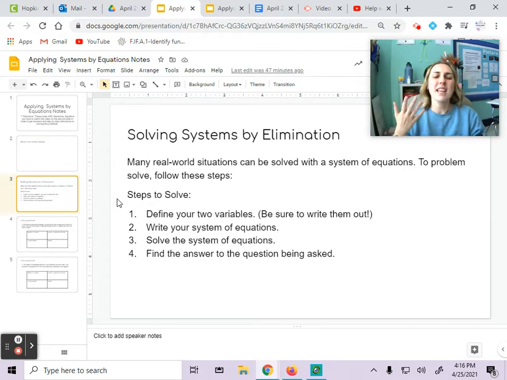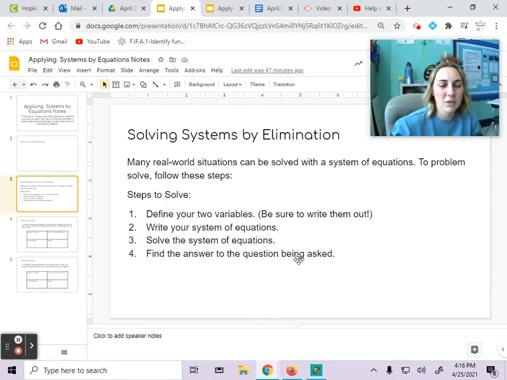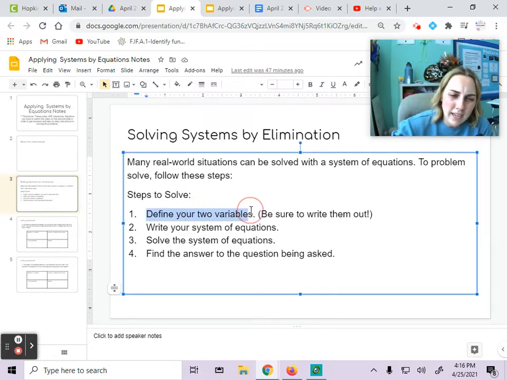Alrighty, so again, many real-world situations can be solved by systems of equations. To problem solve, follow these steps. So here are the steps. First, you're going to define your 2 variables and be sure to write them out. The variables I'm going to be using consistently through this are x and y. Those are my go-to variables, and to keep from confusing myself, I'm going to just use x and y.